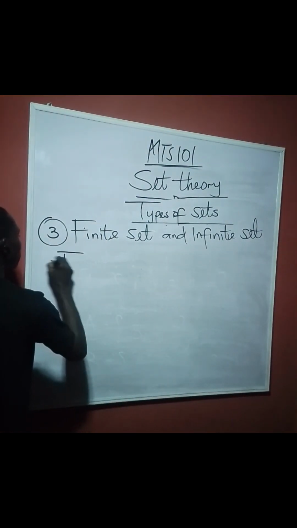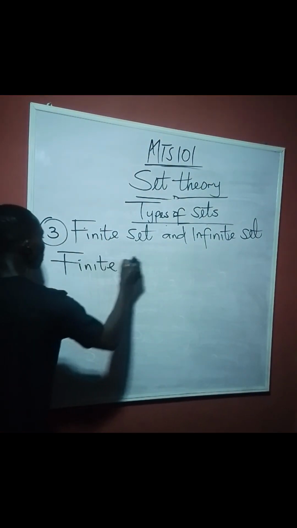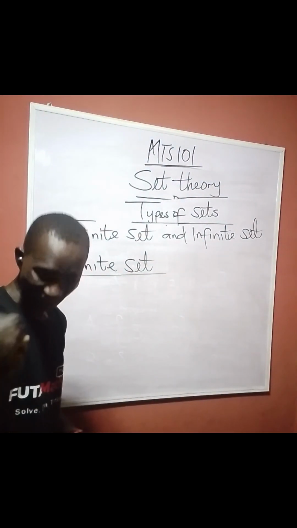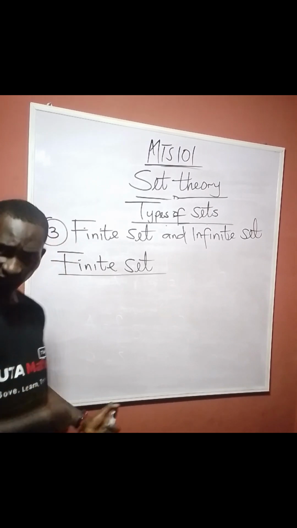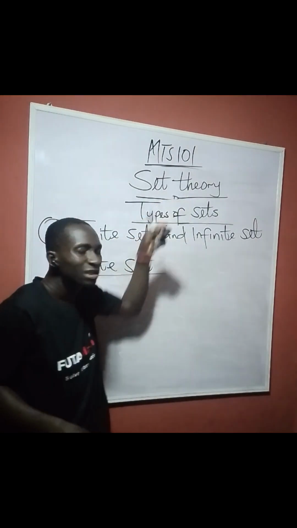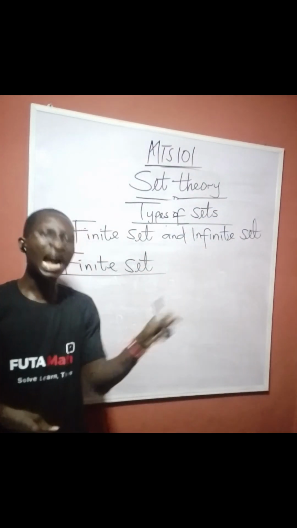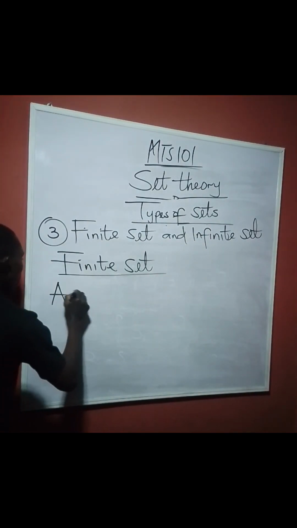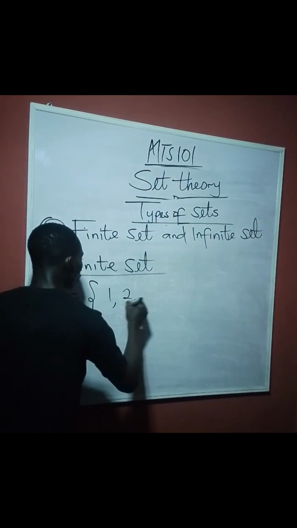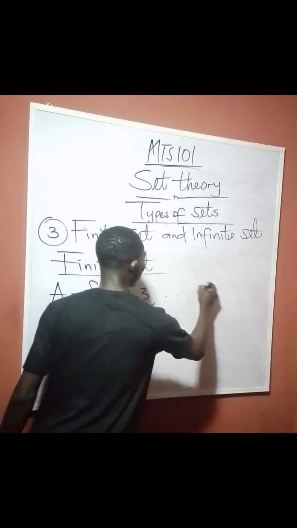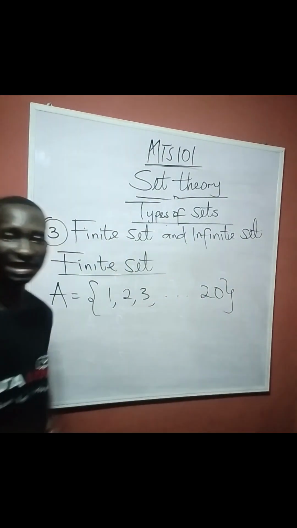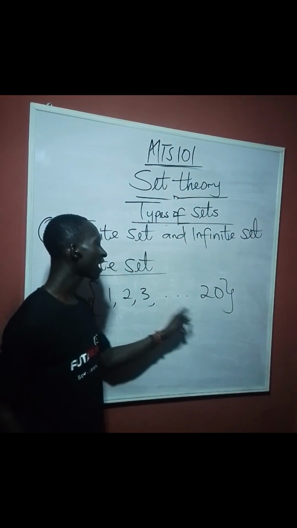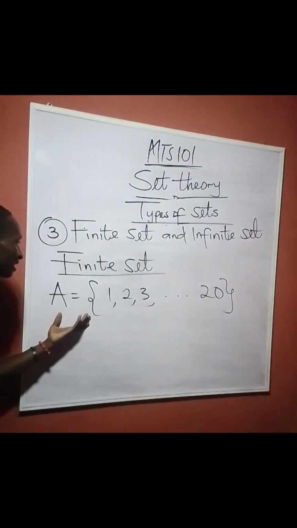For instance, a finite set: a set whose elements, don't forget that elements are the members of a set, right? When it terminates or it has an end, or we can say it is countable, then we call that what? A finite set. For instance, let's say we have a set A and it contains 1, 2, 3, dot, dot, dot, and you see 20 there. This is what we call a finite set. This is telling you that A ranges from 1, 2, 3, 4, 5 up to 20.